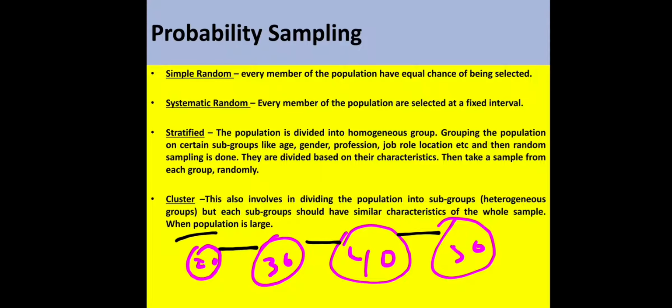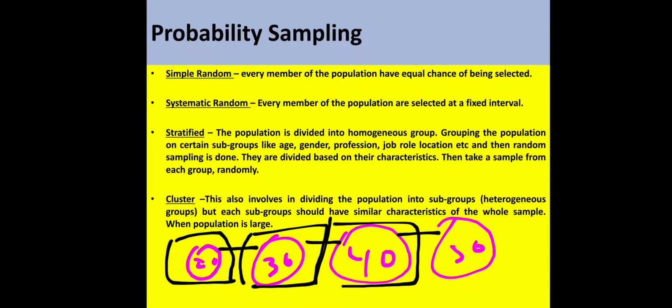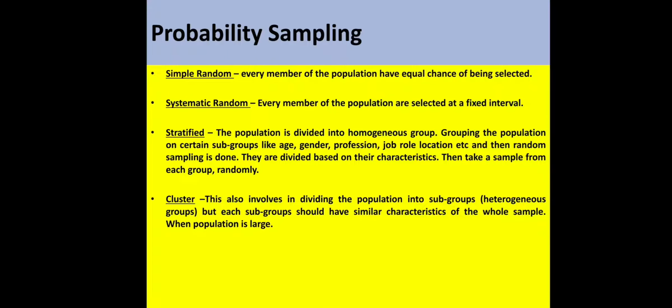Within each stratum, the population is made homogeneous. So you have all the 20 age group here, all the 30 age group here, all the 40 and all the 50s out here. So from a heterogeneous group, homogeneous groups are being formed. So this is all about stratified sampling.